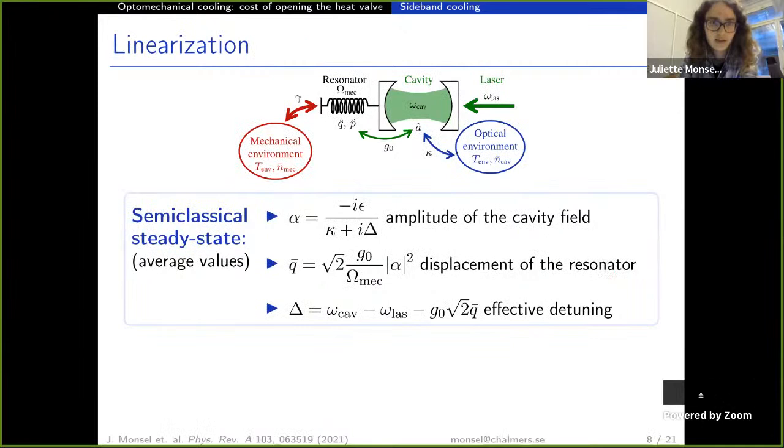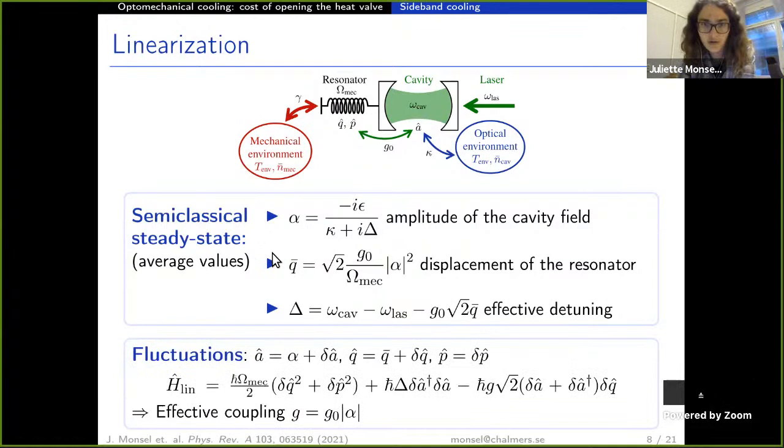In this case, we are driving the cavity, so we have a large light field in the cavity with an average amplitude alpha. This creates an average displacement q bar of the resonator because of radiation pressure. Then we have an effective detuning of the cavity because the cavity frequency is changed by the mechanical position. So this is a semi-classical steady state, and we are only interested in the fluctuations around it. If we do that, we can neglect the higher order terms and get a nice Gaussian Hamiltonian. The important thing is that now we have an effective optomechanical coupling g, which is the single photon coupling g0 times the amplitude of the field in the cavity. So we can increase the optomechanical coupling by adding more photons in the cavity, which is quite convenient given that g0 is typically very small.